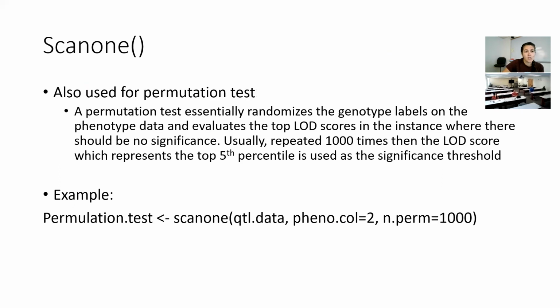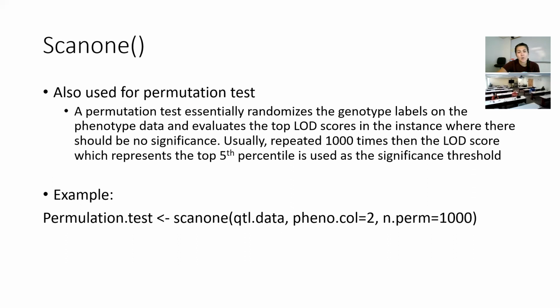But scan1 can also be used for calculating the permutation test. And permutation tests are important because they're what allows us to evaluate a significance level that's applicable specifically to this data set. If you're not familiar with permutation tests, essentially it randomizes the genotypes and the phenotype data so that there should be no linkage between phenotypes and genotypes, since it's now completely random.